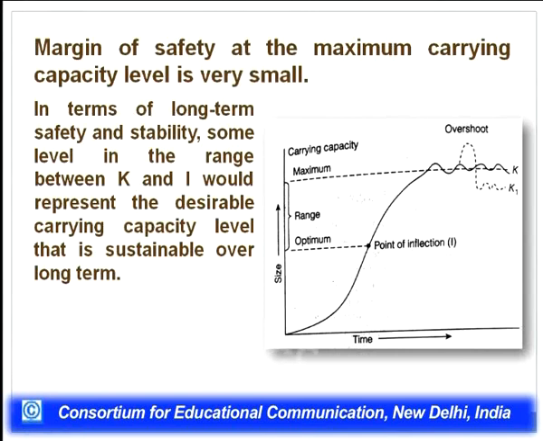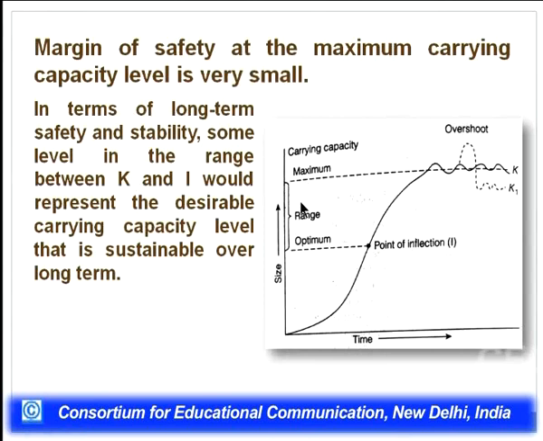So in terms of longer safety and stability, some level in the range between K and I would represent the desirable carrying capacity level that is sustainable over the long term. So basically the maximum carrying capacity is K, but under certain conditions it can either overshoot or can reduce temporarily, but this particular range is usually narrow, and because of that it can crash down even if it overshoots. So usually for the long term safety and stability, the population stabilizes itself at any of the points between the maximum and the optimum condition.